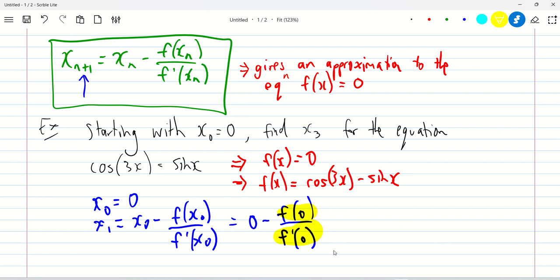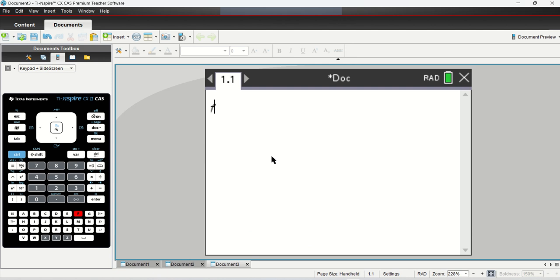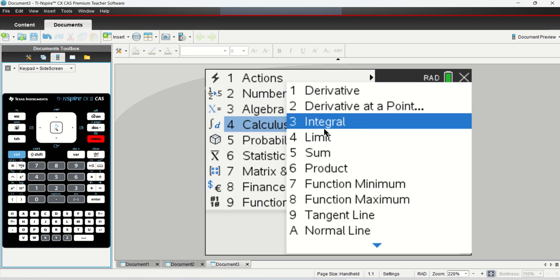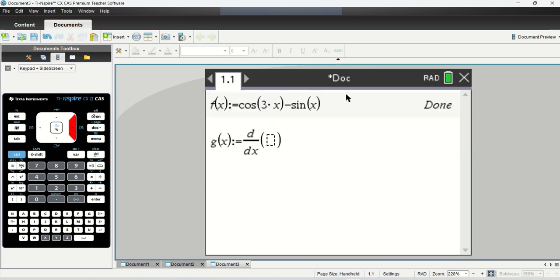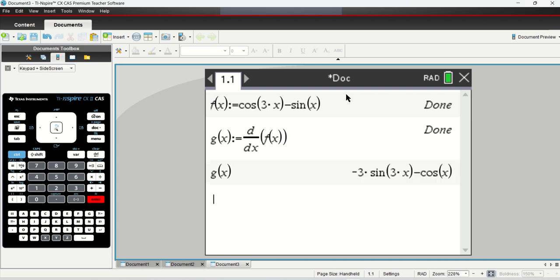I'm going to define my function firstly. I'm going to say f of x, defined as, and I've already forgotten my function, it was cos 3x take away sine x. I'm also going to define the derivative, and I'm just going to call the derivative g of x. It'll just make this process quicker. So I'm going to do the derivative, d dx of f of x. Done. I'll just check that it's done that correctly. I'll just do g of x. Yep, that's the derivative of f of x.